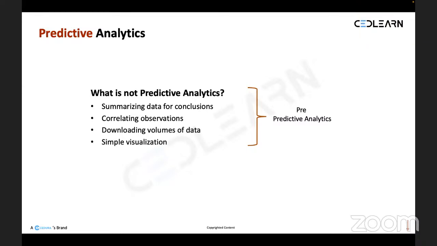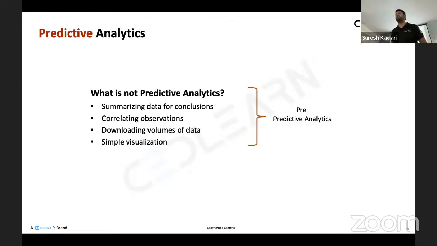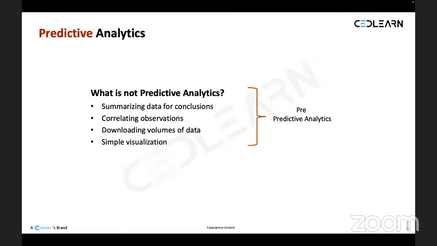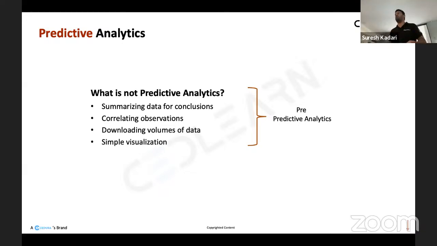Is it summarizing data for conclusions? It is only a summary. If it is a summary, it is not predictive analytics. If it is correlation kind of observations, this is happening, that is happening, I'm finding correlation, that is statistics. I taught you, some of you. Correlation is to compare, to analyze. We always want to find out what is causing what. Number of marks and number of hours of study. Are the hours of study causing the marks? So correlation is not predictive.